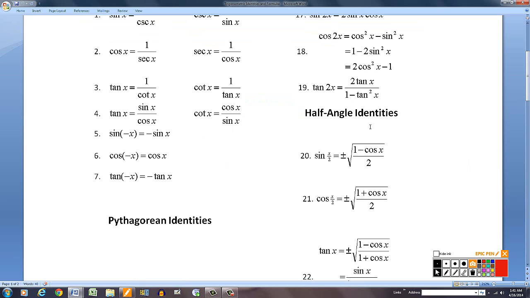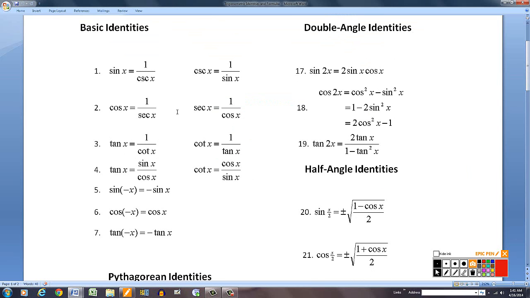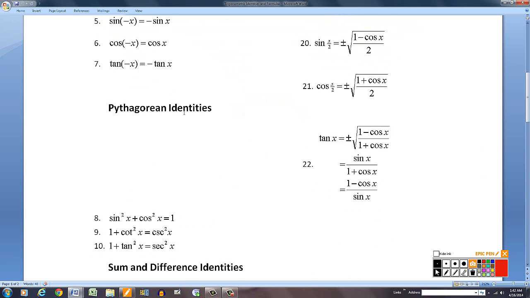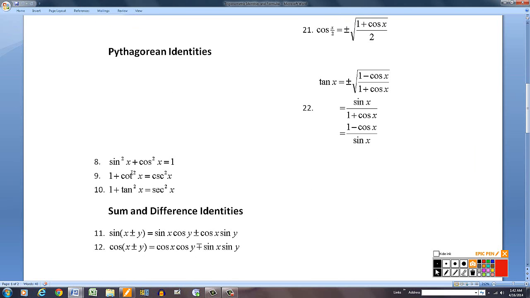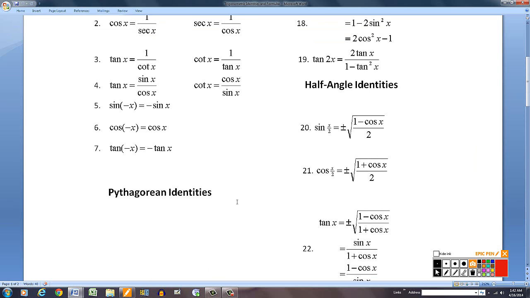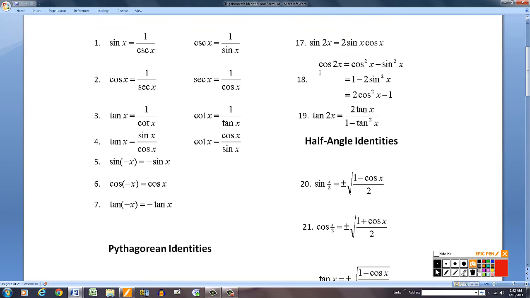So some of the proofs today will involve the reciprocal identities. Also be using some of the Pythagorean identities, some difference identities, and also some of the double angle identities. Okay, so let me look at what we're going to do today.